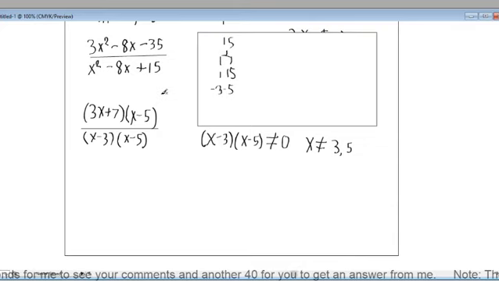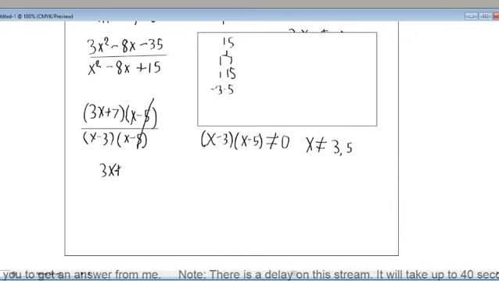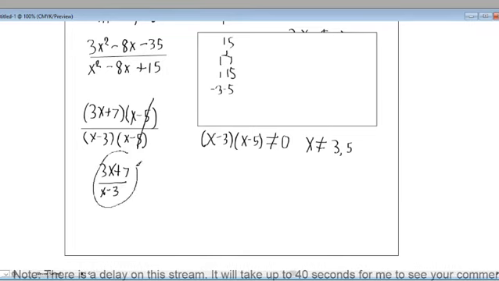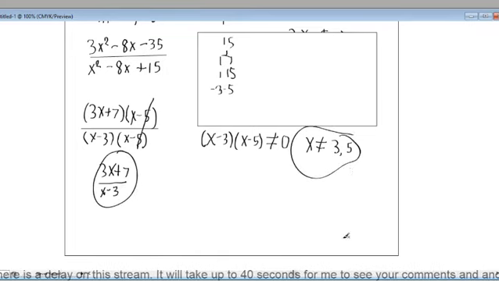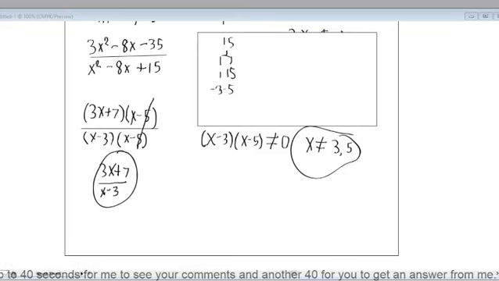Okay, now to simplify this thing all the way, we find anything common between top and bottom. X minus 5 is common, so those will cancel. And we just are left with 3x plus 7 over x minus 3. And so there's our simplified form. There's our excluded values. And I will give us a few minutes here to ask any questions. I am going to erase all of this in a moment so that I can use this space for the rest of the questions.